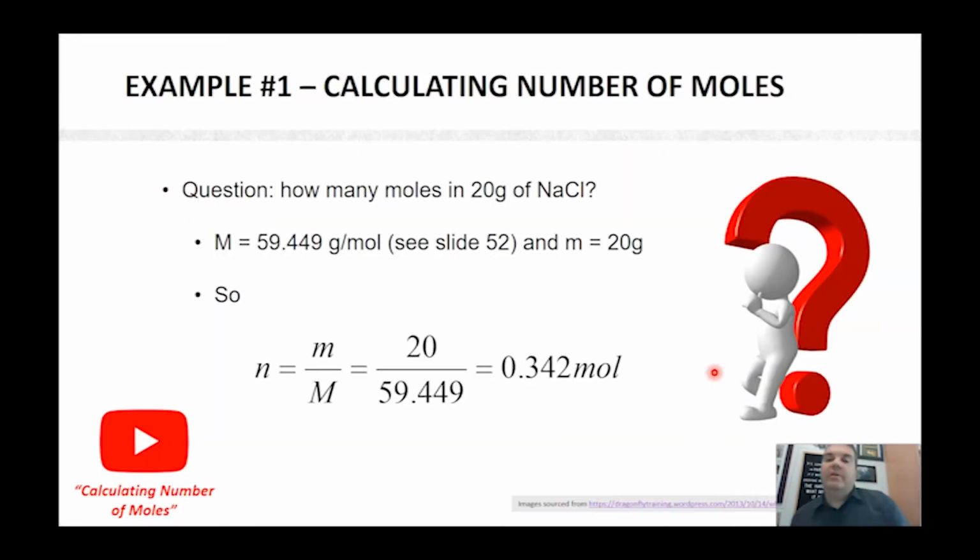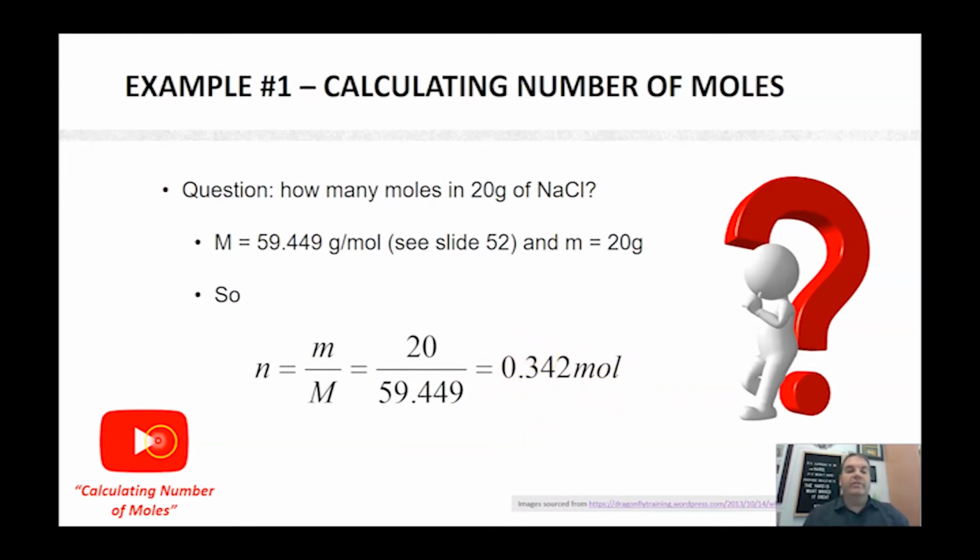So I'll show an example of how we calculate the number of moles. How many moles are in 20 grams of sodium chloride? Well, we worked out the molar mass of sodium chloride a couple of slides ago, and we know the mass here is 20 grams. So we simply do number of moles is birds over mountains. So 20 over 59.449, which is the molar mass, and we get number of moles of 0.342.